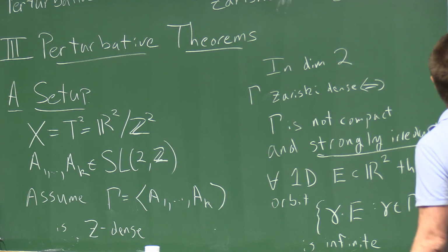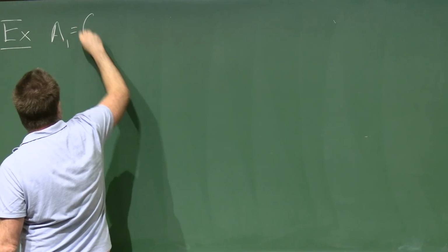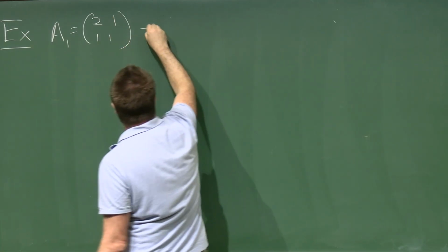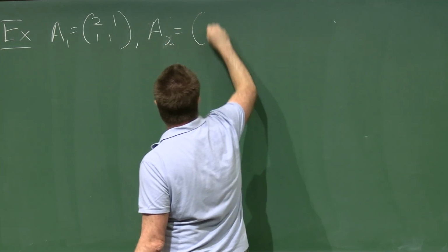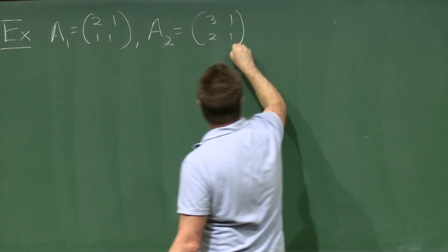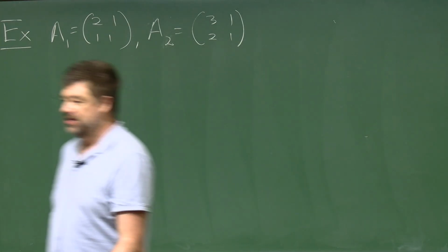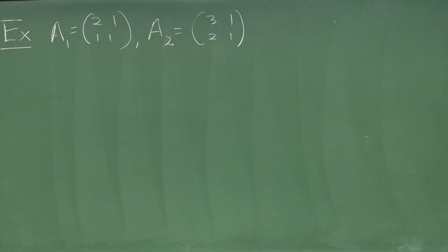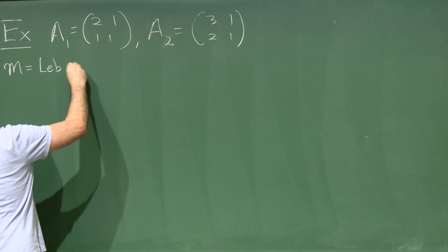And one explicit example, we can just take 2 matrices. A1 is (2, 1; 1, 1), and we could take maybe a friend of it, A2 is (3, 1; 2, 1). Does that have determinant 1? 3 minus 2 is 1. And these are both hyperbolic, and they don't commute, and so they'll generate a Zariski dense subgroup. So you can just take these 2 matrices for the rest of today. And I'm going to take m to be the Lebesgue measure on the 2-torus.